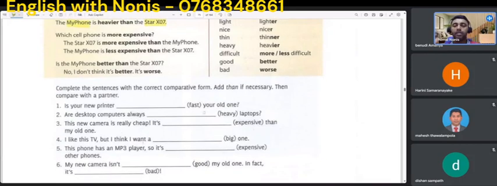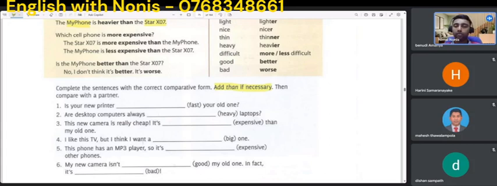Right. Let's try to do this exercise. Complete the sentences with the correct comparative form and add than if necessary. Right. Only if necessary. Remember this one. If it is required only, we have to use than. So you have to be careful whether than is required or not. You have to think about it. Then compare with the partner.